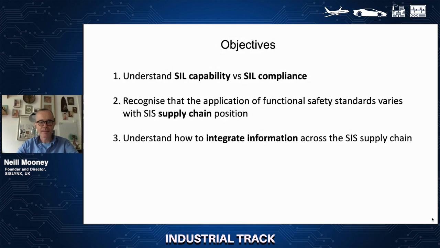The second topic we'd like to talk about is to recognize that the application of functional safety standards varies with SIS supply chain position. So you'll see as we go on that there are functional safety standards that address different portions of the supply chain. And we're going to be talking about what are the parts of the supply chain and which standards specifically might apply to that point in the supply chain. And what does this mean in terms of the overall integration of information across supply chains for an installed SIS?